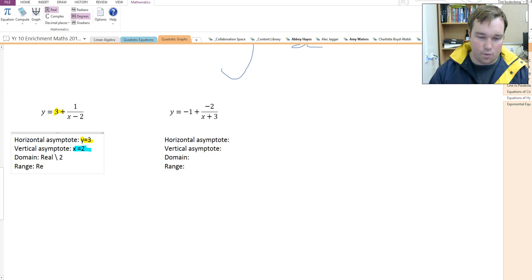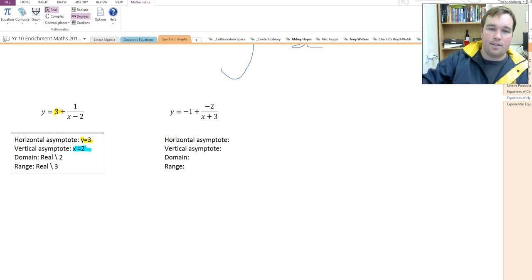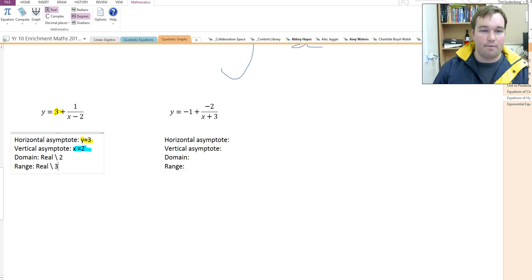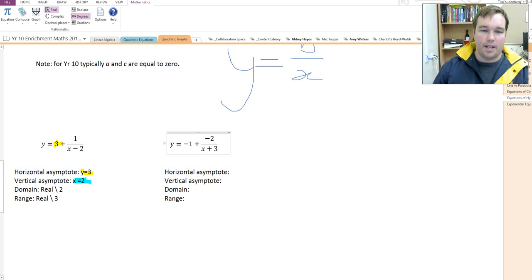Similarly, range is real, but remember what the asymptote was? 3. Everywhere on the y-axis there was an equivalent line, except for y equals 3. Now this one here, we should be able to predict the horizontal asymptote is going to be -1. The vertical asymptote is going to be the opposite of that, so -3.